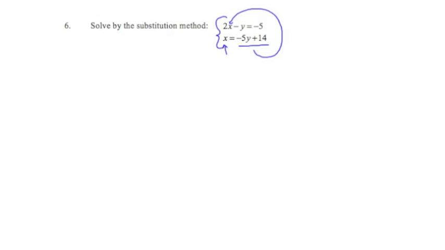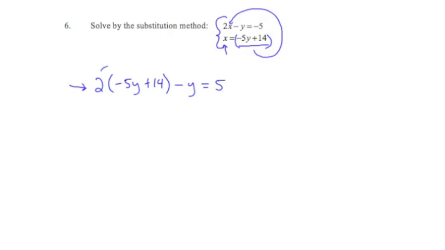for x. So let's take a look at what that would look like. I'd have a 2, and now I'm multiplying by that whole expression, which is negative 5y plus 14, and then minus y equals 5. So all I've done is taken this expression right here, this negative 5y plus 14, and I've substituted it into the other equation for x. And now that gives me an equation that has just one variable, y, and we can solve this equation just the way we've always solved equations in the class.